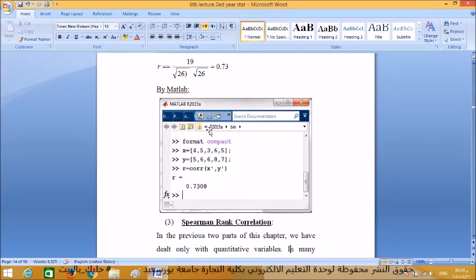Now the coefficient of correlation when dealing with ordinal data: where x or y is ordinal, you have to use Spearman rank correlation, not Pearson correlation. Pearson correlation, or coefficient of correlation, deals with quantitative data. When one variable is ordinal, you have to use Spearman rank correlation.